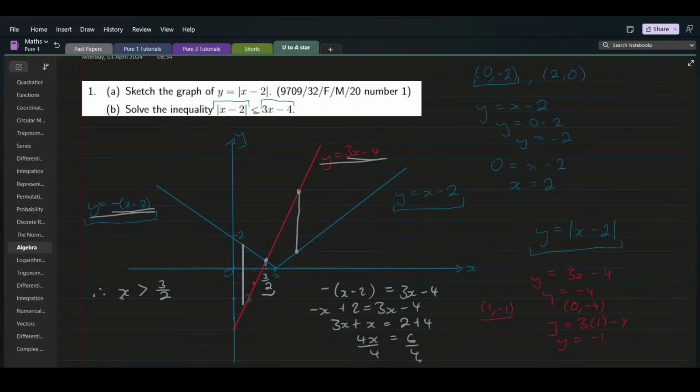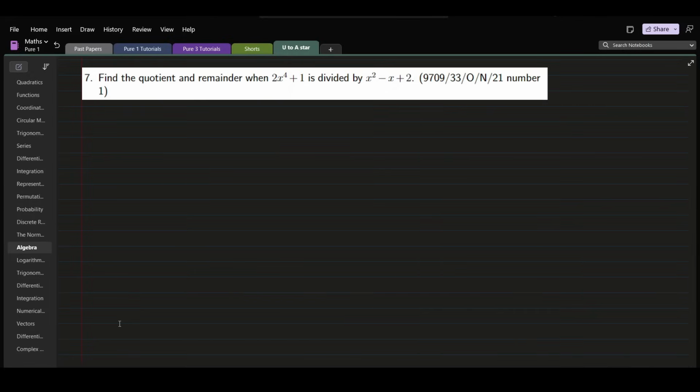and that would be our final answer. Find the quotient and remainder when 2x to the power 4 plus 1 is divided by x squared minus x plus 2. Okay, so that's x squared minus x plus 2.